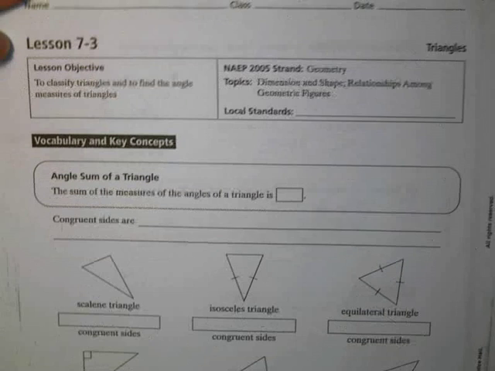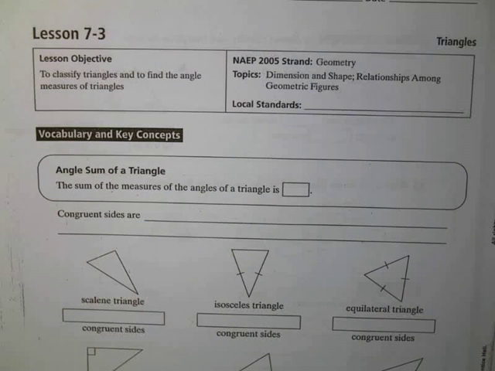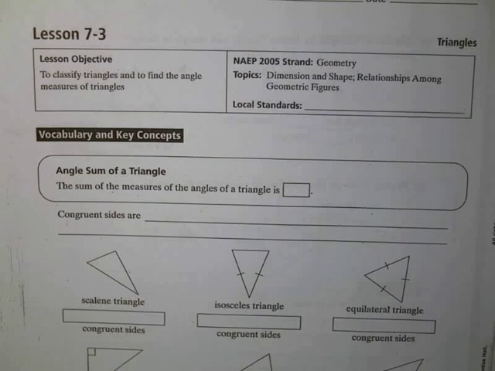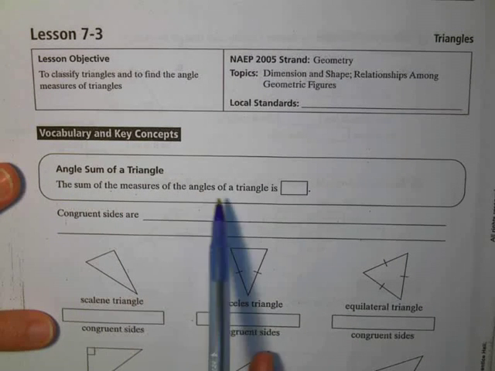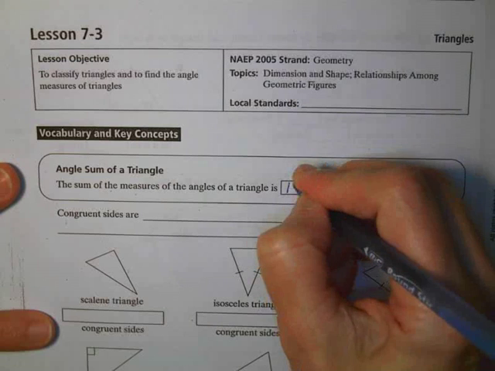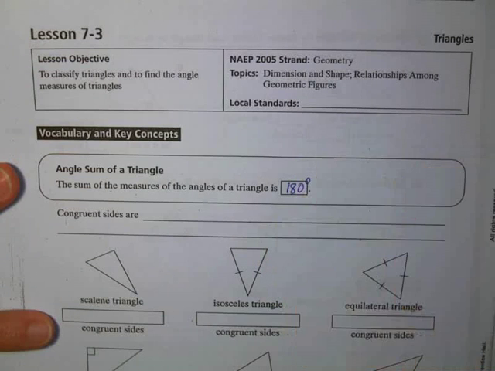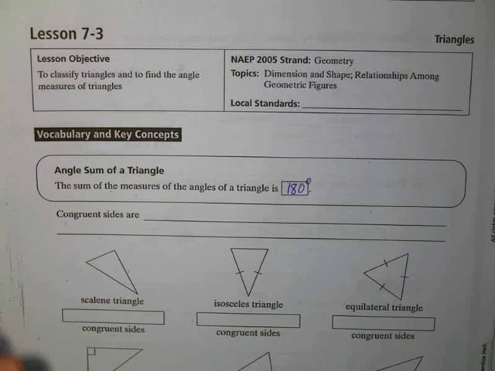Okay, so just a couple of things: key concepts and some definitions. First of all, the angle sum of a triangle. The sum of the measures of the angles of a triangle is 180 degrees. That's always true. So that's something you should keep in your head. You should have that memorized or know how to figure it out.